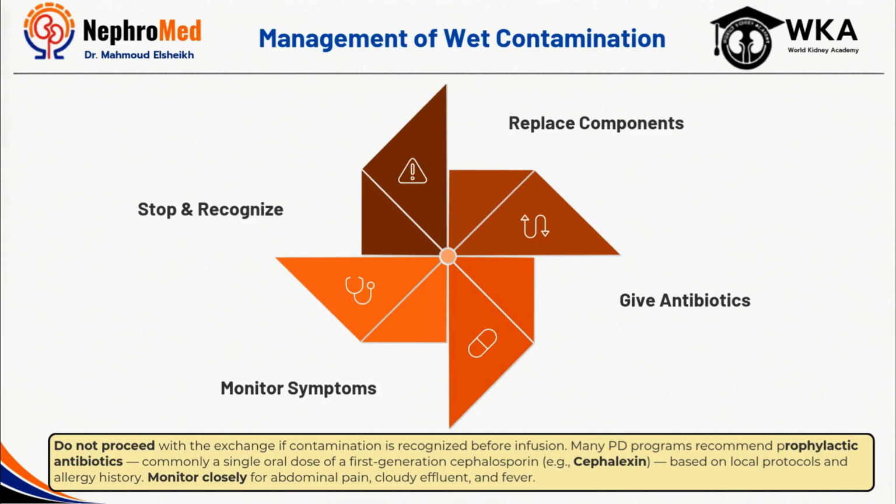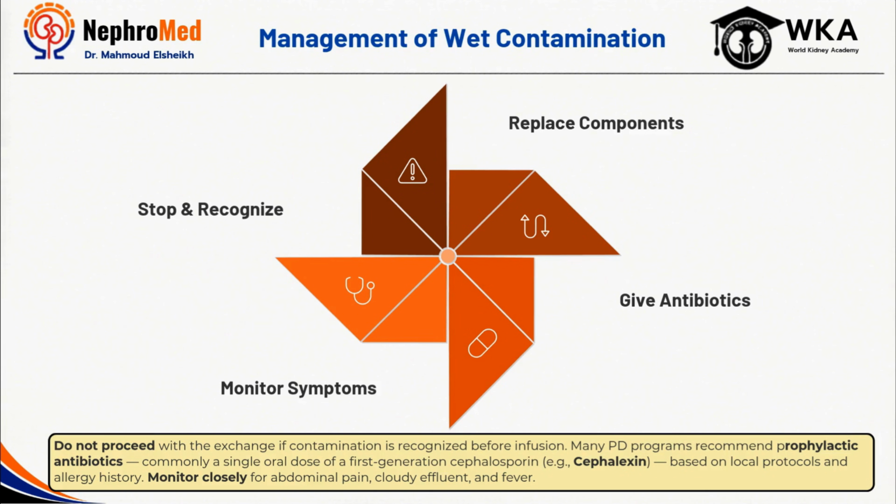After that, consider prophylactic antibiotics. Many PD programs recommend a single oral dose of a first-generation cephalosporin, such as cefalexin, provided there is no allergy and local protocol supports its use. The goal is to eliminate bacteria before they have a chance to establish an infection.